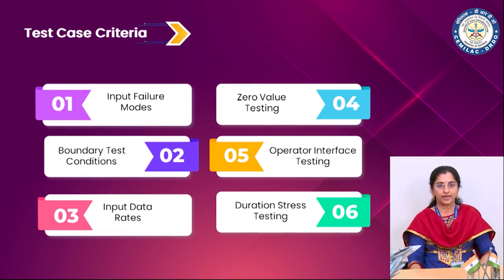Then we have the input data rates, where the software testing includes the minimum and maximum input data rates to determine the system's capabilities. The zero value testing, we shall include input values for 0, 0 crossing, approaching 0 from either direction, and similar values for trigonometric functions. The operator interface testing, here we shall include the operator errors to verify safe system response to these errors. In the duration stress testing, the stress test time is the maximum expected operating time under simulated operational environments and peak loading conditions.